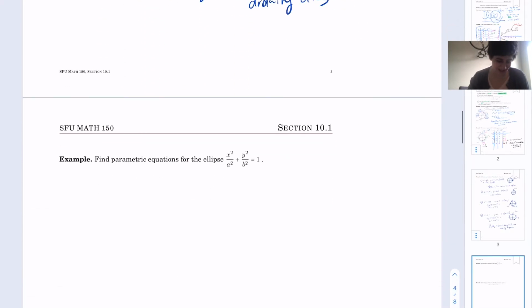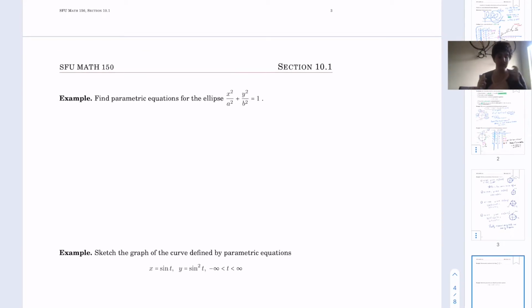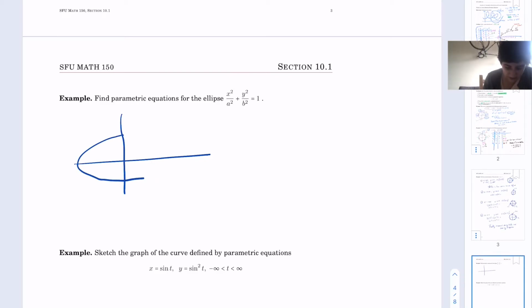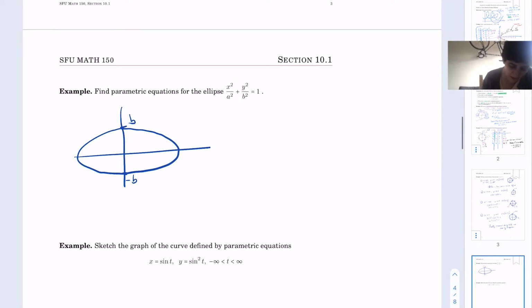Sound okay? Let's leverage this idea of using cosine and sine to look at the ellipse: x squared over a squared plus y squared over b squared is equal to 1. Ellipses look something like this. This is an ellipse centered at the origin. It goes up to b and down to negative b, starts at a and goes over to negative a. One parametric equation of this is x is equal to a cos t, y is equal to b sine t.